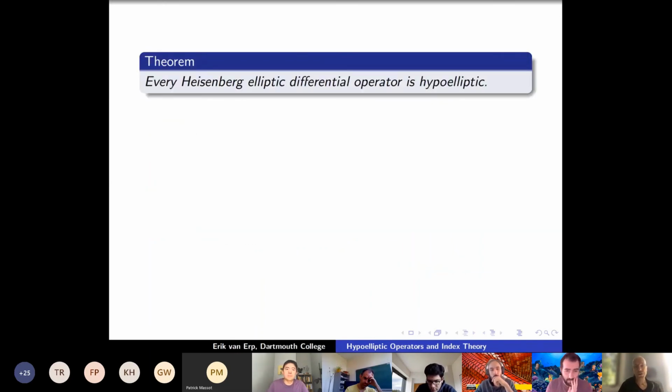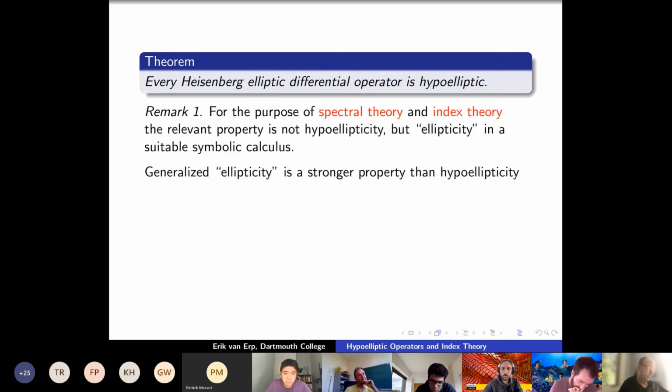Okay, and then there's the theorem again that every Heisenberg elliptic differential operator is hypoelliptic. So it has this nice regularity property. I'm almost done. I think the analysis that may be relevant for this conference, there's on the one hand spectral theory, say the spectrum of the sublaplacian plays a role.